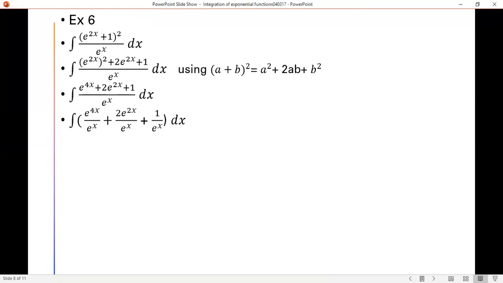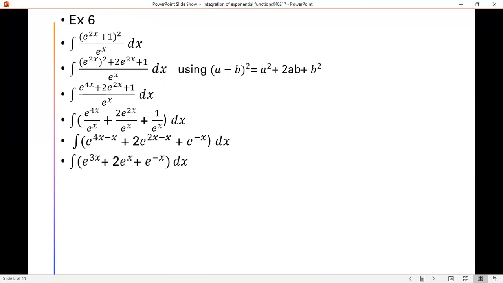Using our law of indices, we have e to the power of 4x minus x, 2e to the power of 2x minus x, and 1 upon e to the power of x. When e to the power of x is put on the numerator, it's e to the power of minus x. Now at this stage, you're ready for integration.